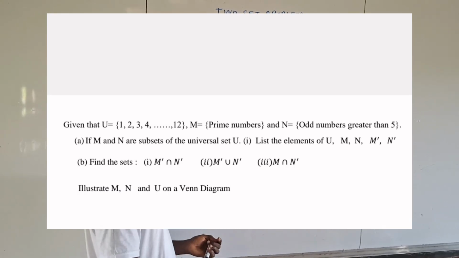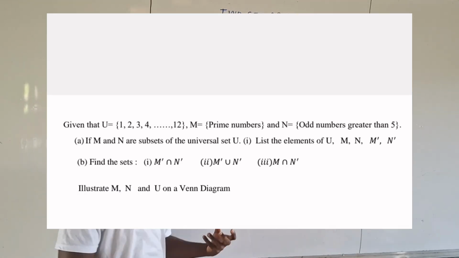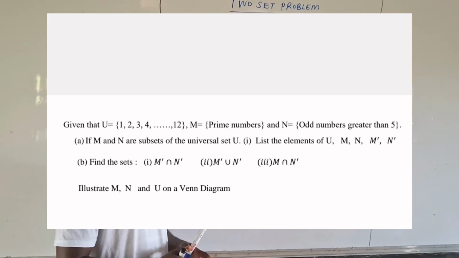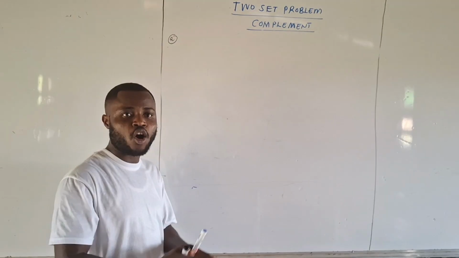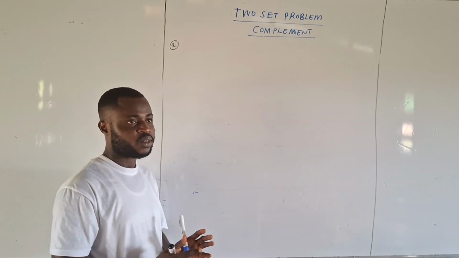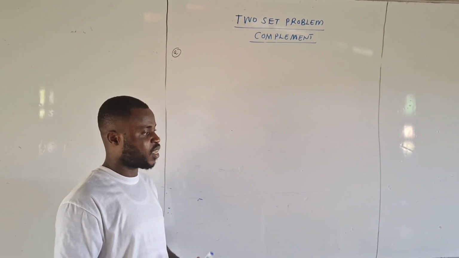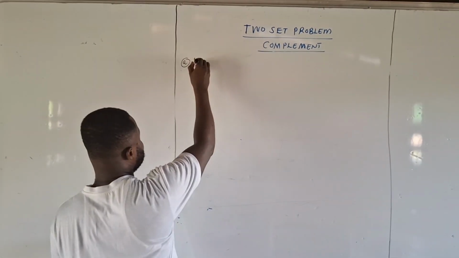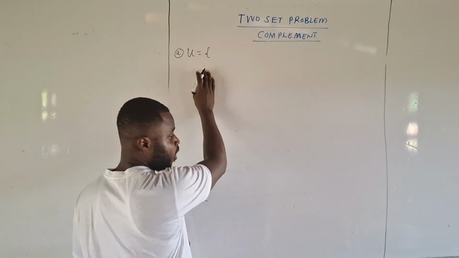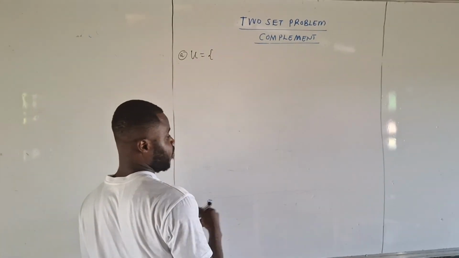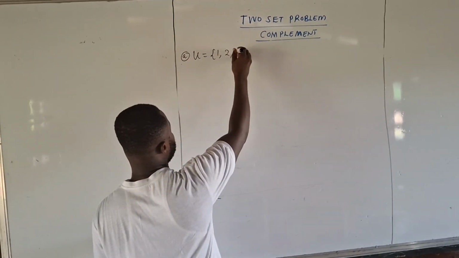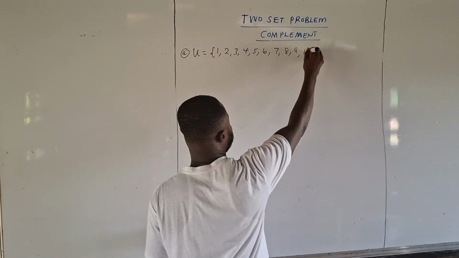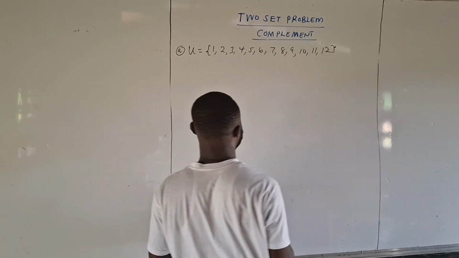Now, they've given you the universal set which is not complete. So always when you see a question like that, make sure you complete the universal set. M and N are subsets of the universal set, which means that when you list M and N, they should all be found in the universal set. Because the person has asked us to list the elements of U, you have to complete the universal set. So U is 1, 2, 3, dash, and they gave us the last number as 12. So you list 1 to 12: 1, 2, 3, 4, 5, 6, 7, 8, 9, 10, 11, and 12. So this is the universal set.